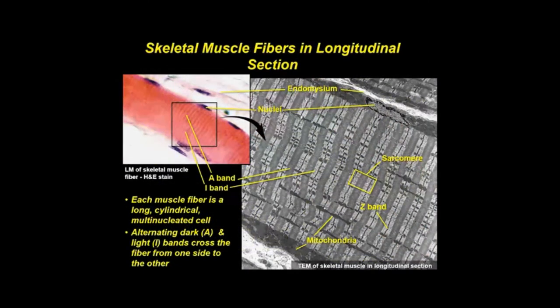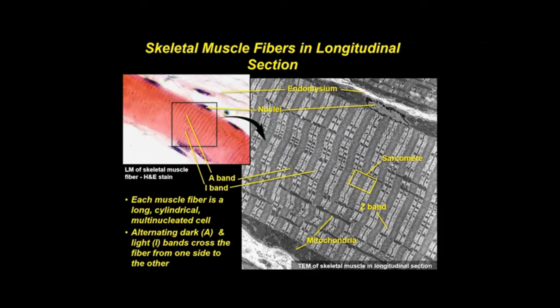Each skeletal muscle fiber is a long cylindrical multinucleated cell. The cytoplasm or sarcoplasm is packed with myofibrils, each with alternating dark or A and light or I bands that cross the fiber from one side to the other. Z bands delineate sarcomeres. Surrounding loose connective tissue is the endomysium.